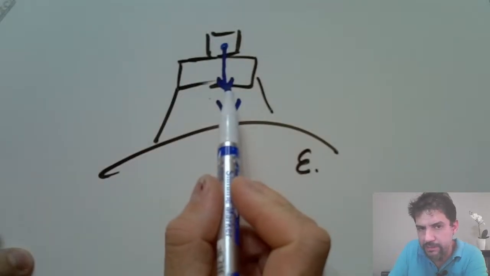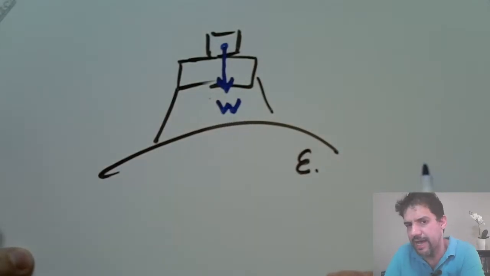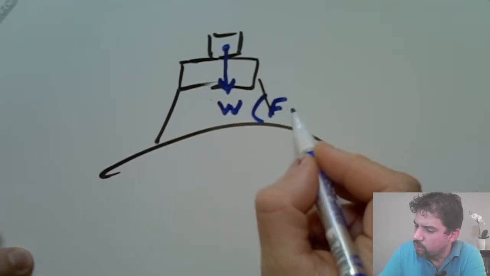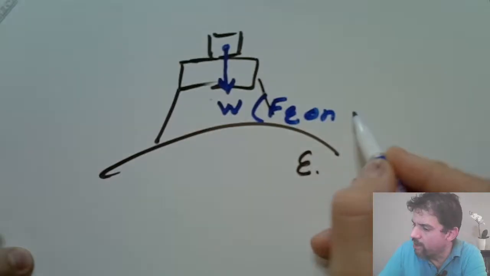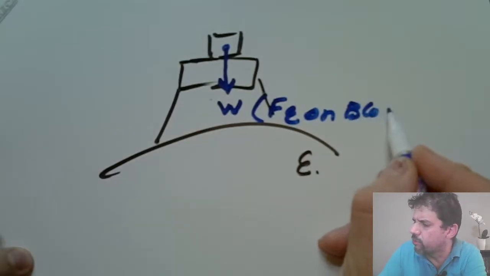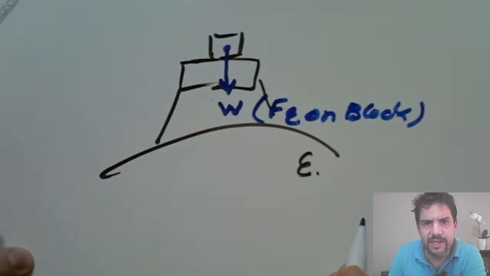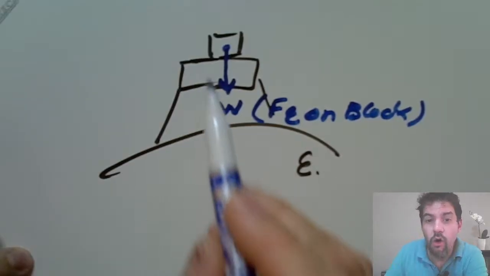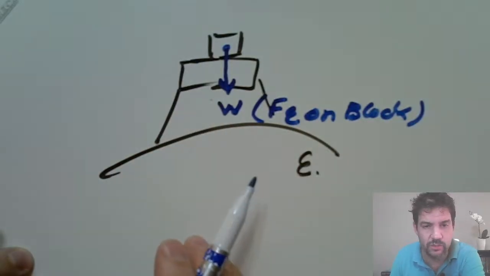So this is weight. Now, what is weight? In other words, guys, weight is the force from the earth on an object, which in this case is the block. That is the weight. Weight is the force from the earth on the block or object which is near the surface.